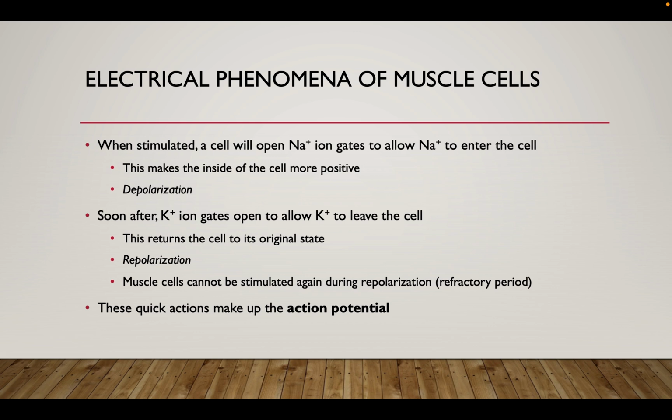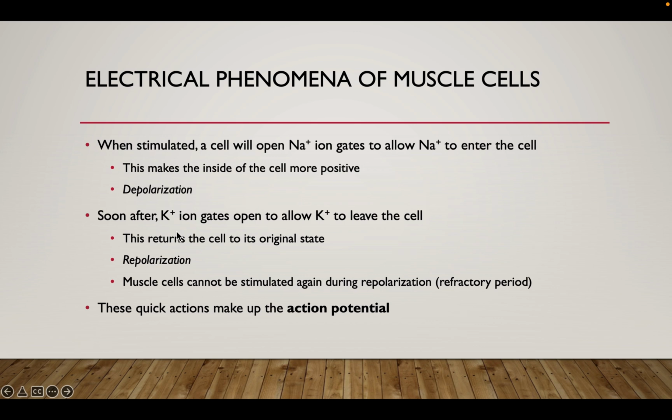So what's actually happening at this neuromuscular junction that is allowing this to happen, okay? So what we have is when a cell is stimulated, when our muscle cells are stimulated, we have sodium ion gates or ion channels open, and this allows sodium to move in. Now we said that sodium is primarily on the outside of the cell, and so it moves from a concentration where it is high to an area of low concentration, so it rushes in. This makes the inside of the cell more positive, and we call this process depolarization.